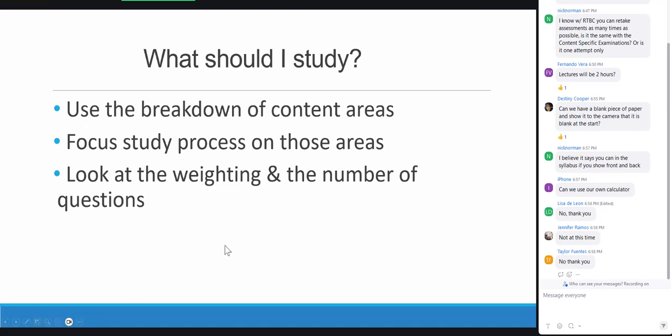So what should you study? Use the breakdown of the content areas provided by the ARRT. Focus your study process on those areas. Look at the weighting and the number of the questions.